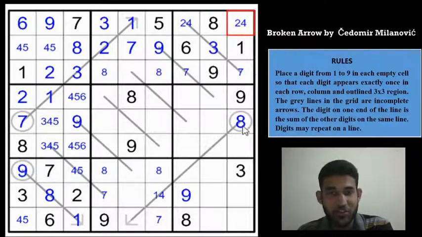What a fun Sudoku to solve, guys. Really amazing solve path. Very fun to solve.